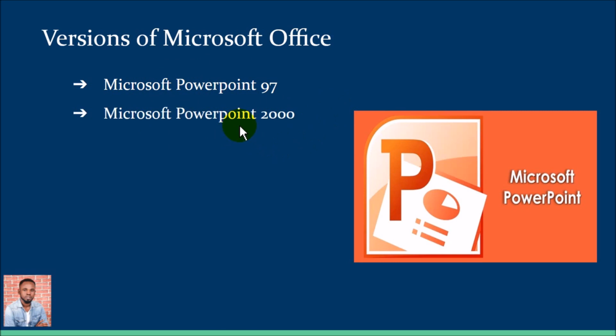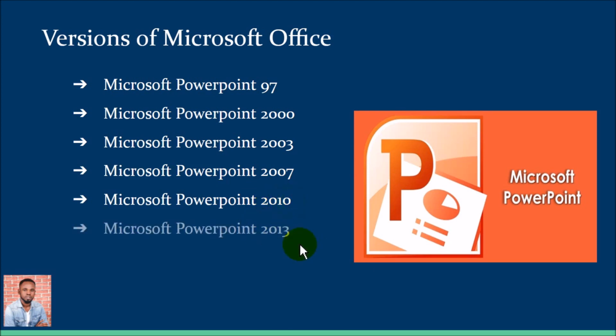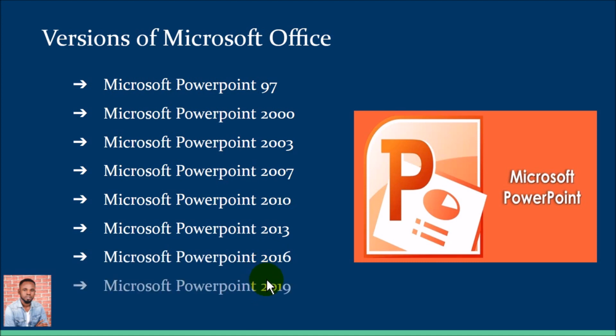But you also have 2000. Even 2000 is also outdated. 2003 is also outdated. 2007 is one of the ones you find frequently in some offices today. So you also have 2010. I think they had 2009, but they quickly updated it to 2010. We also have 2013, 2016, 2019, and there is even 2021 right now. So if you look at this, you see that they have a three-year interval in releasing new versions of the single system installation of Microsoft Office.